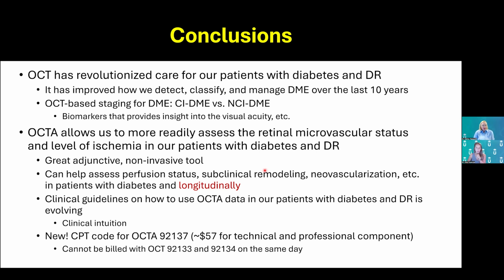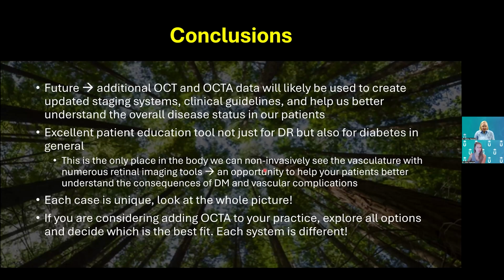There is a new, as I mentioned, CPT code for OCTA. I think you get reimbursed about $57. You, of course, can't bill it with regular OCT for nerve or retina, but it is giving us a little more money for the time and effort we're putting in already, often on these patients that we're doing OCT and OCTA. So really, in the future, OCT and OCTA is going to help us create more modern staging systems for patients with diabetes, which really haven't been updated for a very long time. And we'll learn better clinical guidelines on how to use this data.